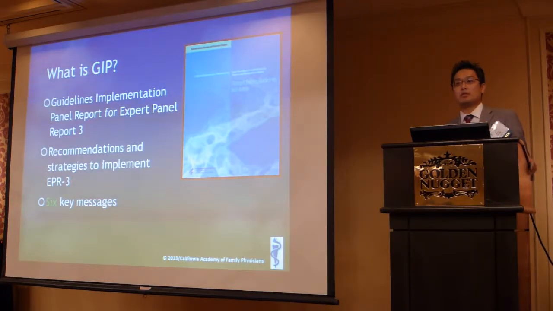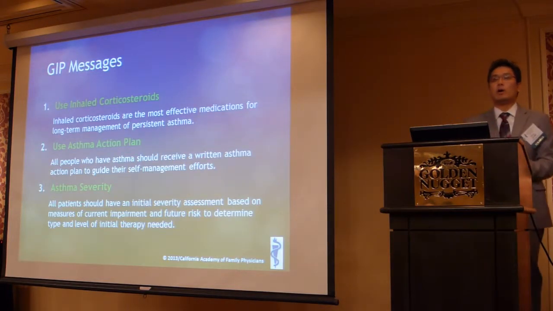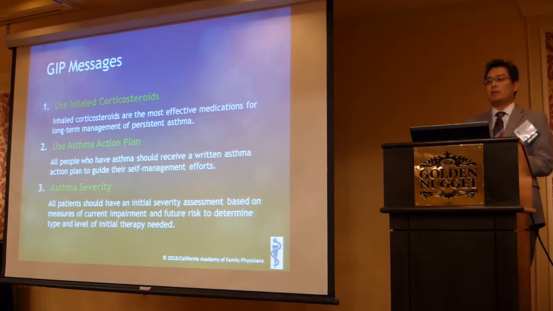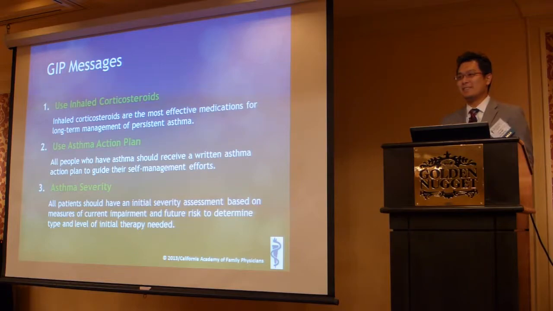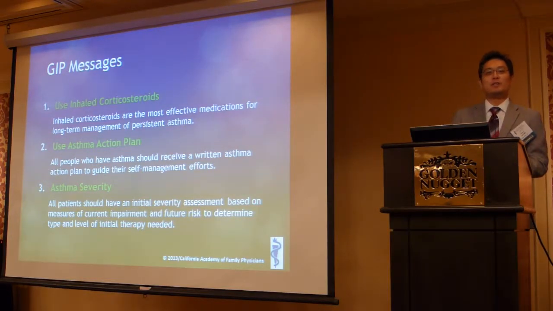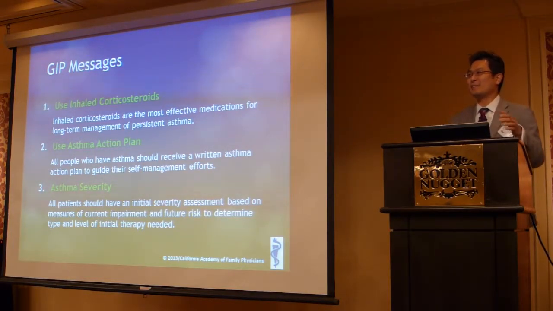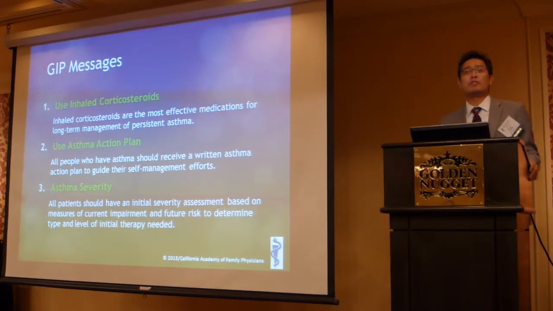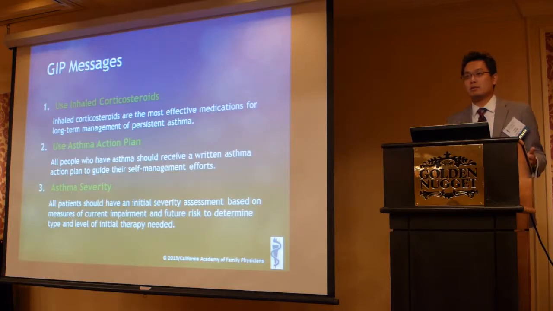And there are 6 key messages, so we're going to go over those. One, use inhaled corticosteroids. One of your questions might be what's the best way to take care of asthmatic patients. First line therapy is inhaled corticosteroids. For people who aren't controlled, using inhaled corticosteroids really helps them.